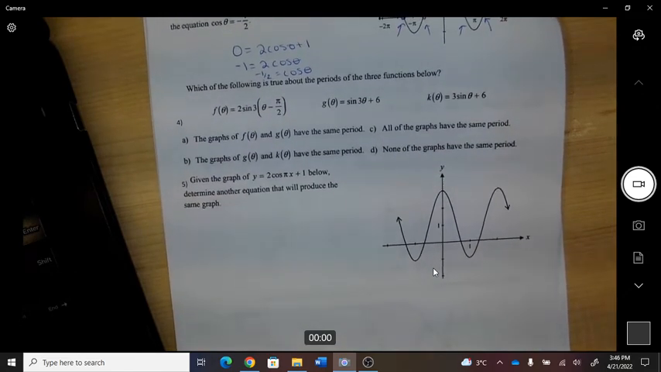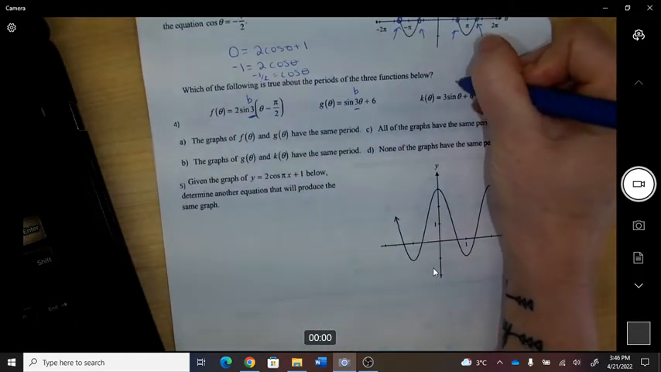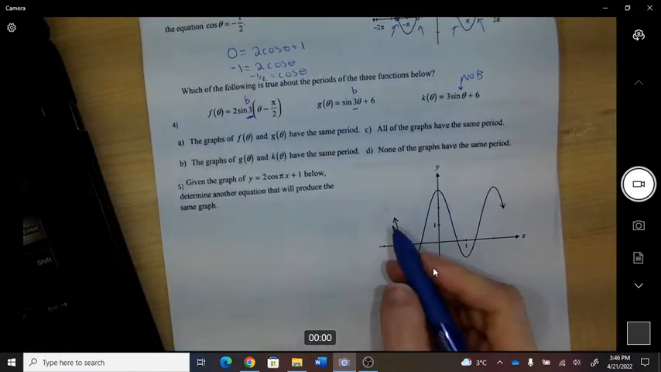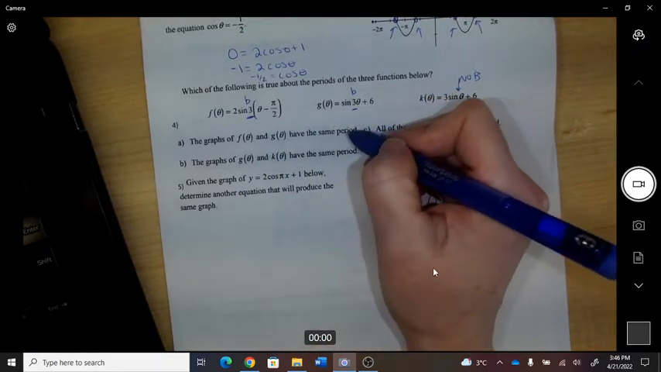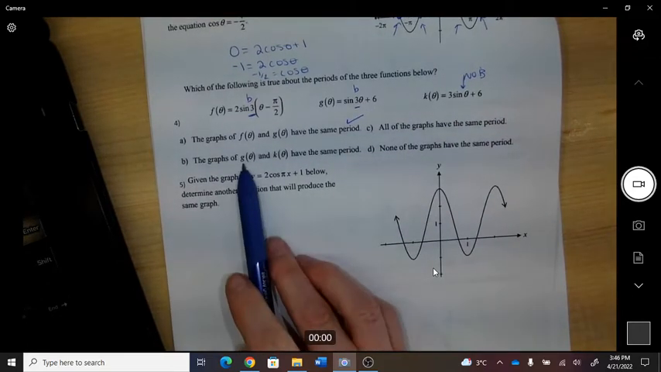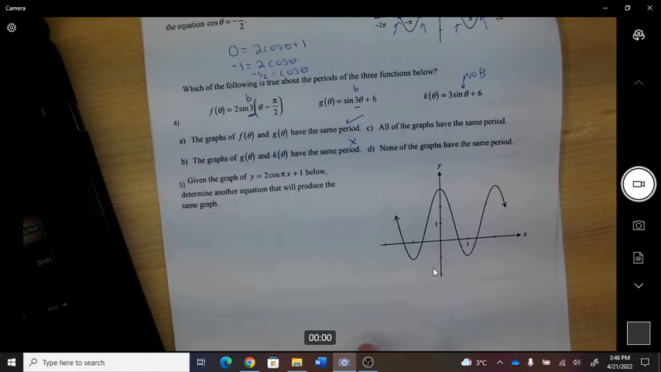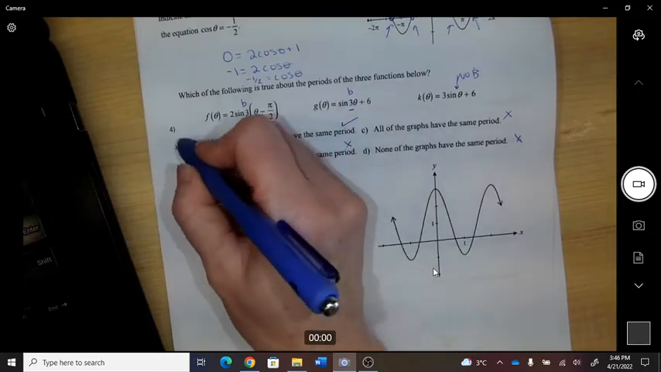Okay, which of the following is true about the periods of the three functions? Okay, so I know that there's a b of 3, a b of 3, and there's no b. So the graphs, the f function, the g function have the same period. Yep, that's true. F and K have the same period? Nope, they don't have the same b value. All the graphs have the same? Nope. None of them have the same? Nope. So it is A.